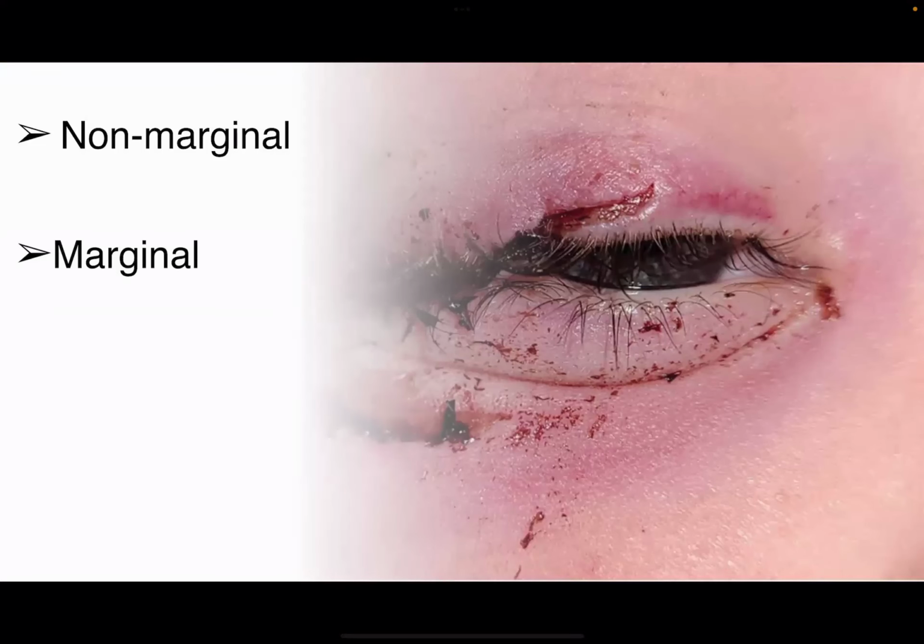As in this patient, as I mentioned, we can find more than one category in the same injury. This patient has, unfortunately, two wounds on the same side, the right upper eyelid. There is a marginal lid wound, and in the lower eyelid, on the same right side, there is a non-marginal laceration of the lid.